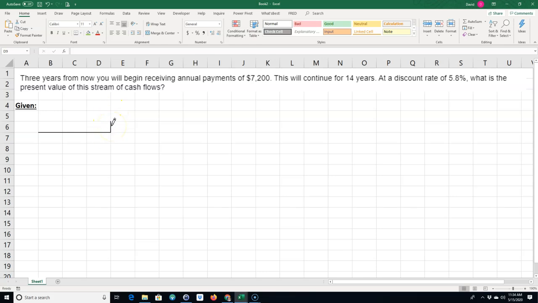Now some cash flow diagrams in some textbooks, they just use positive or negative numbers. When I draw a cash flow diagram, I'm a little bit old school. I have pointing up means that I'm getting the money, and pointing down means I'm spending the money. All right, so the first year I get this, and it continues for 14 years. So I'm going to go 1, 2, 3, 4, 5, 6, 7, 8, 9, 10, 11, 12, 13, 14.